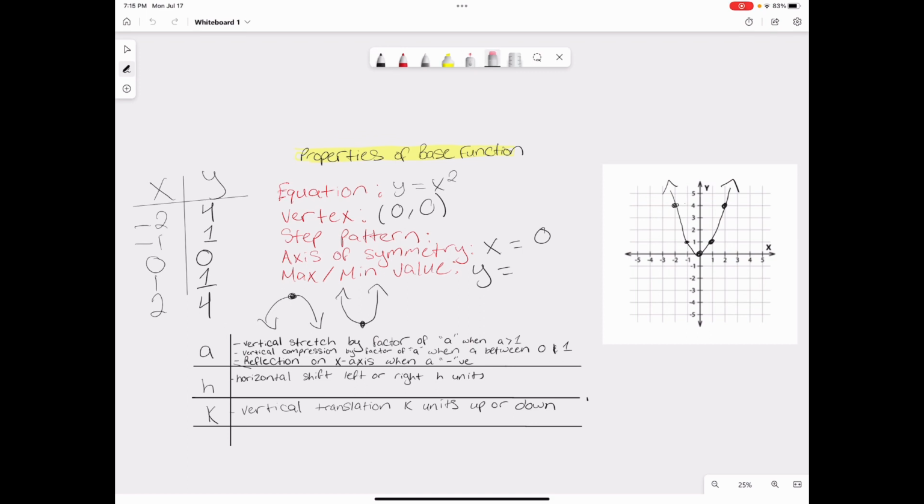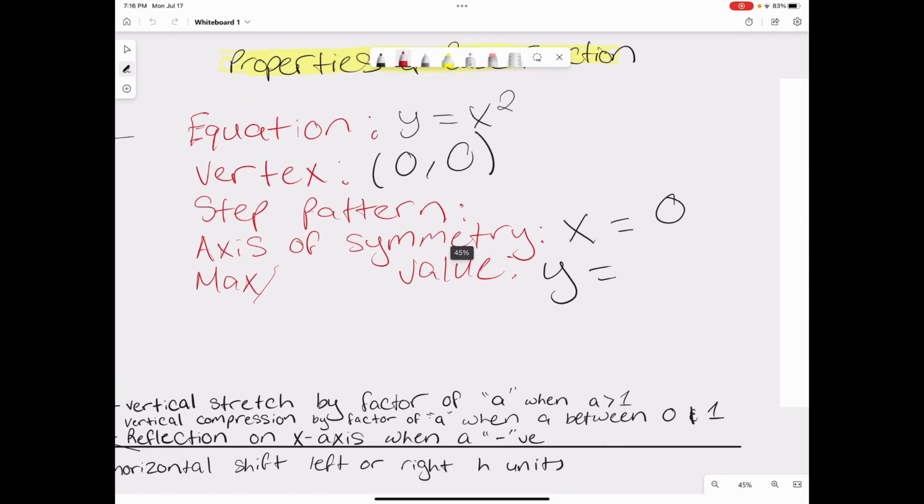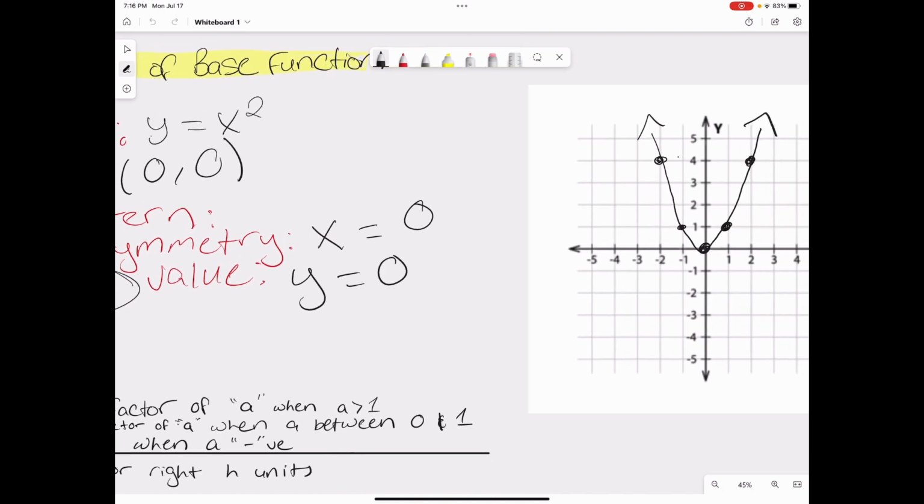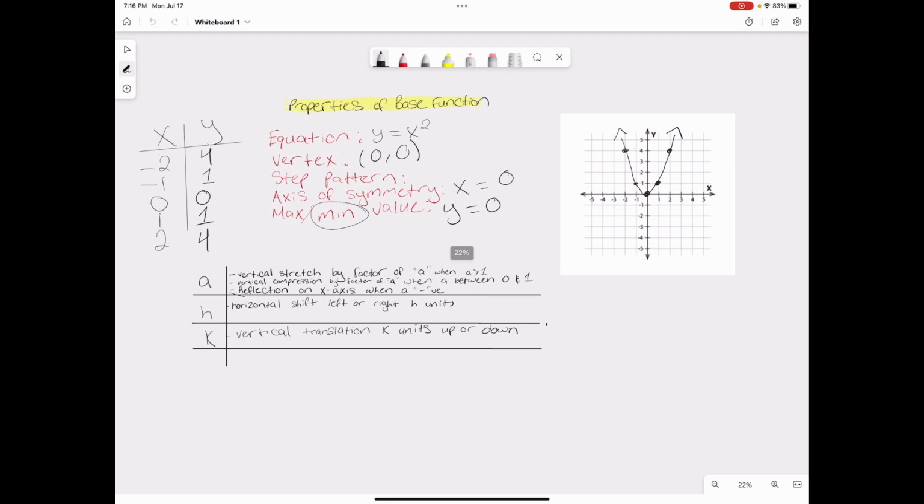So in this case, it is a min parabola, and it has a value of y equals 0.